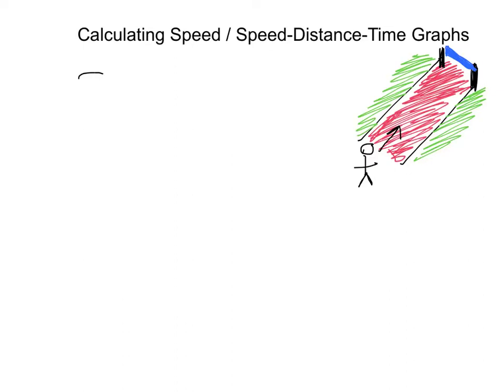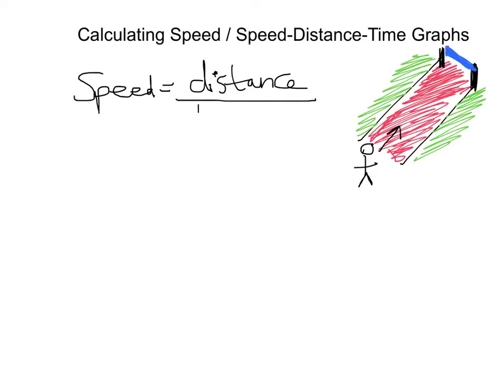Let's think about the speed of that runner. So that runner is going to be running a certain distance. They're going to go from one point to another and give us a distance. And they're going to run that certain distance in a particular time. And this is how we work out speed. Speed is distance divided by time.